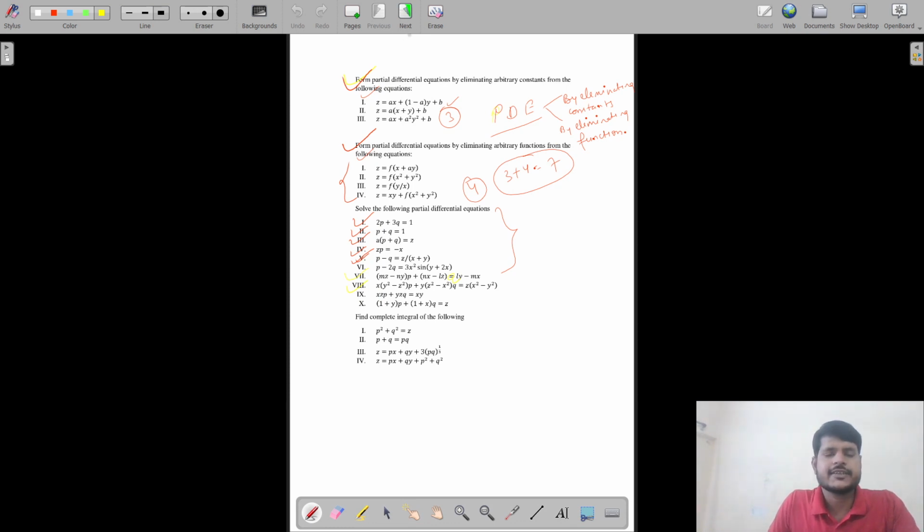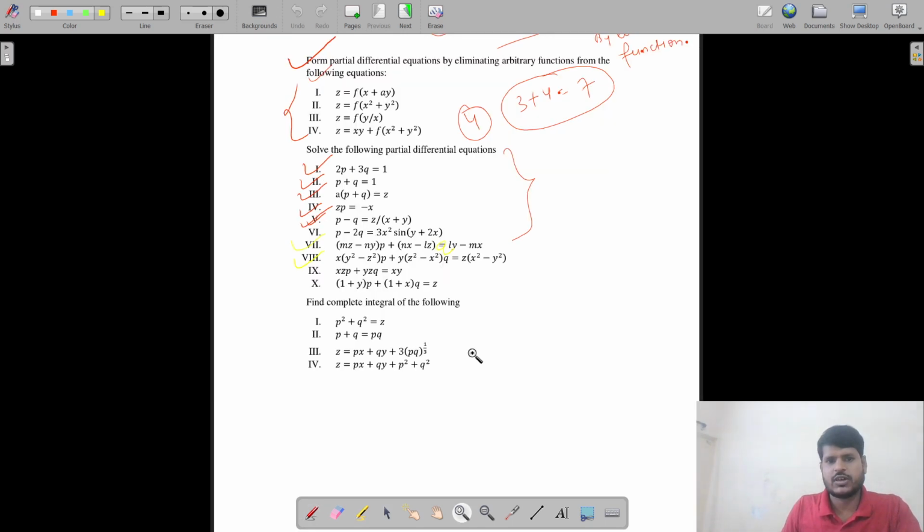Now I am again going to continue with my lecture on partial differential equations. This is the fifth lecture. Let me tell you what type of problems I am going to solve in this lecture. I am going to solve two problems here, the ninth and the 10th. After that, one more lecture will complete these four problems, right? So let's see the problems we have.